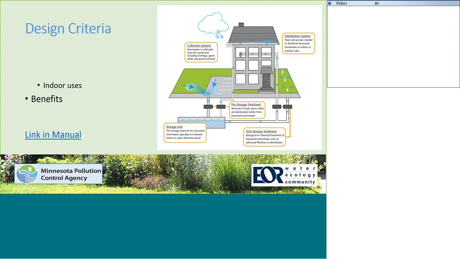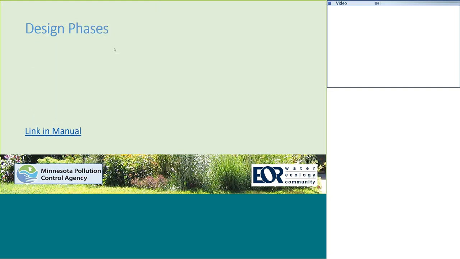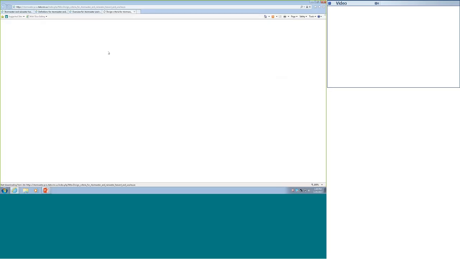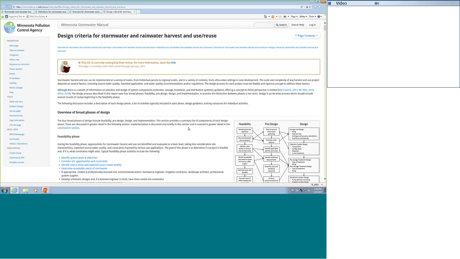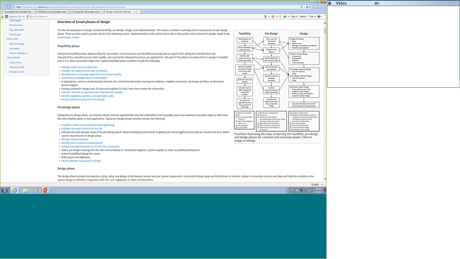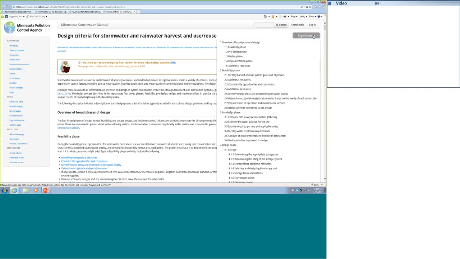So then we go into the design criteria. This is another big portion of the manual. So there starts with an overview. We go through the different design phases. And let's go to the manual. So this is the design criteria webpage. And I wanted to point out this chart right here. We'll walk through this. But it starts out in this overview. If we go to the page contents, there's an overview of the broad phases of design.